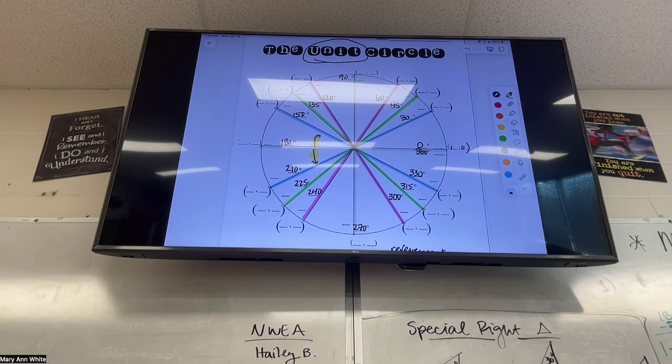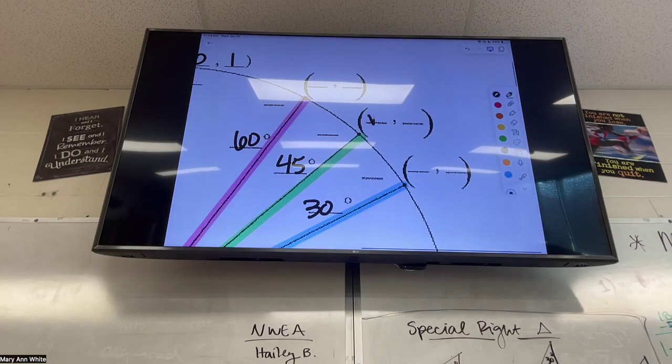What would the top one be? What would my ordered pair at 90 be? 0. Good. What about at 180? Good. And then what about 270? 0, negative. Good. We only did one other ordered pair. That was 45. Does anyone remember what was at 45? Good. Square root 2 over 2 was the x. What was your y? Good. The same thing.